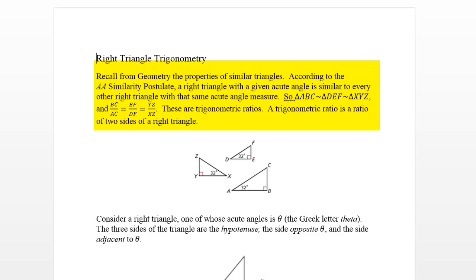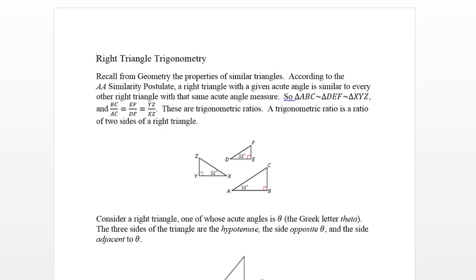Now, if you recall, similar triangles are triangles that have congruent angles but proportional sides. And so the sides of these 3 particular triangles are proportional to each other according to the given angle, and that angle is congruent in all 3 triangles. So that's where the trig ratios that you learned in geometry actually come into play.